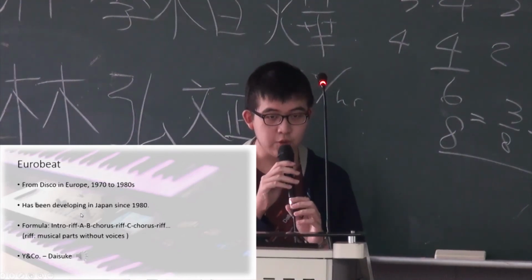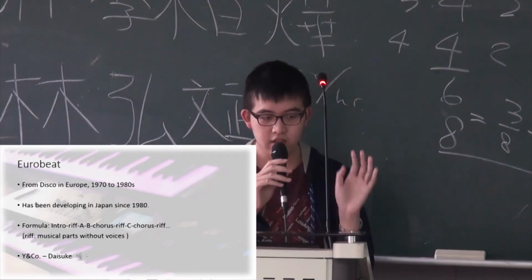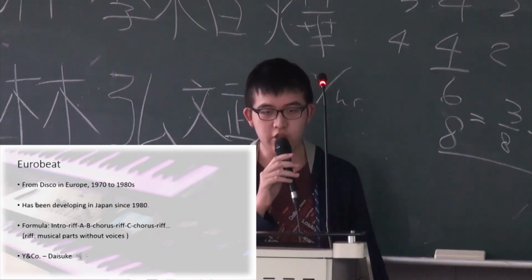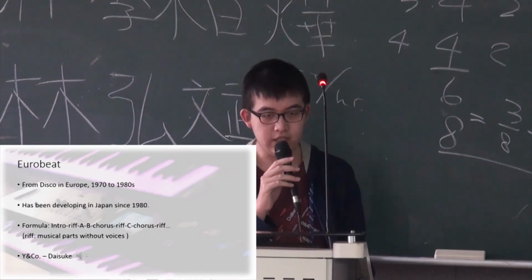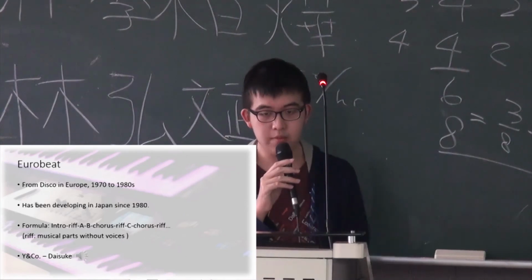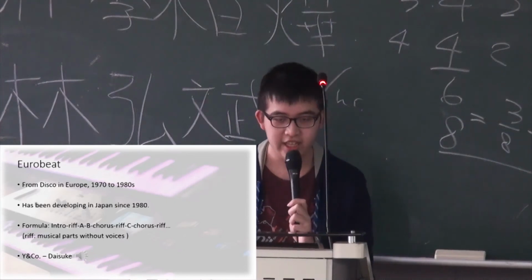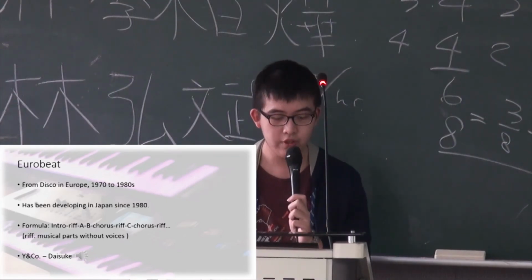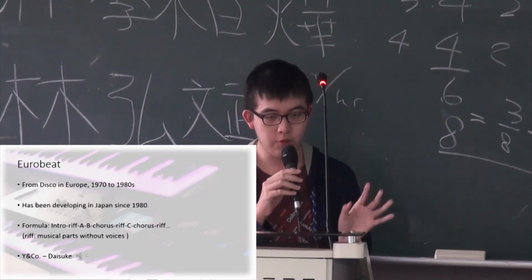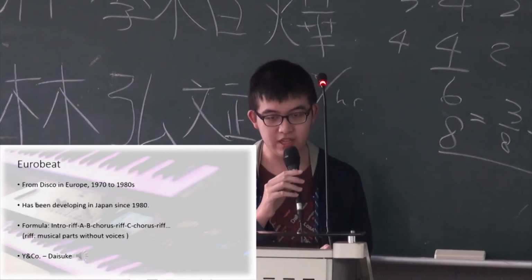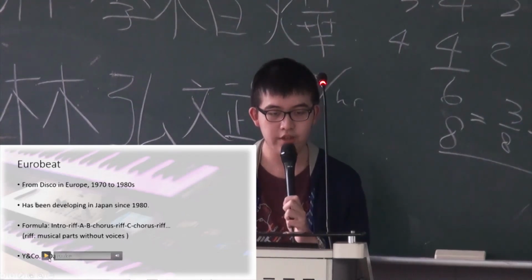Okay, next one is Eurobeat, and this is what I majored in. It is from disco in Europe, probably 1970s to 80s, and it developed in Japan in the 1980s. This is one of the popular music genres in Japan. Eurobeat has a formula: intro, riff, A, B. The riff means the musical parts without voice, and we'll hear this example.